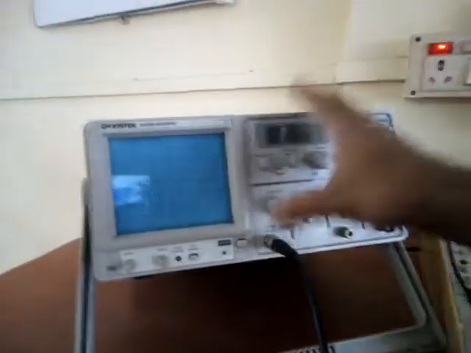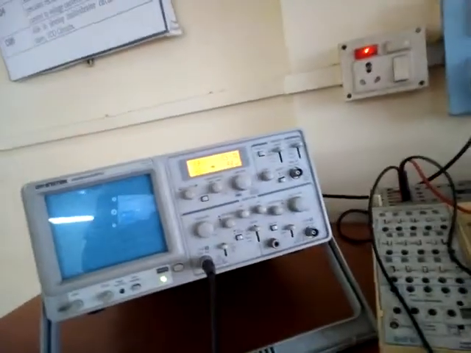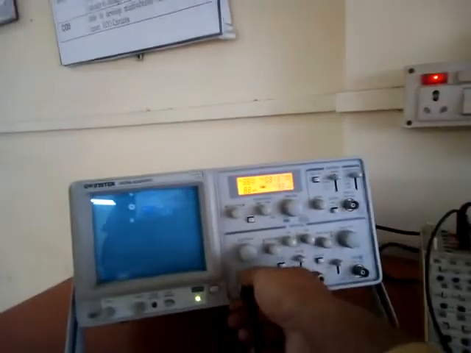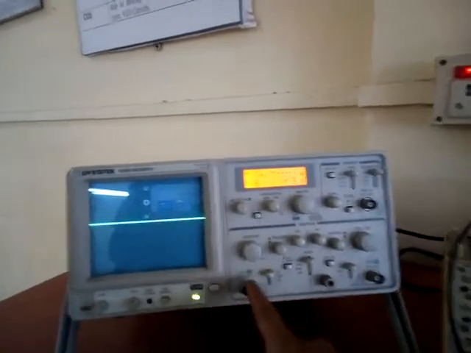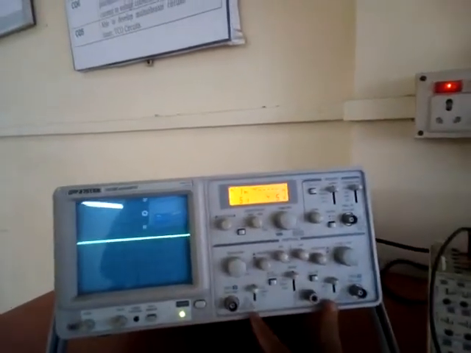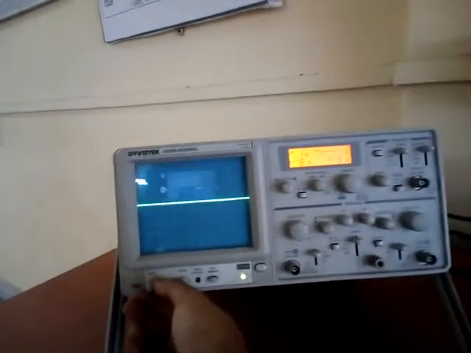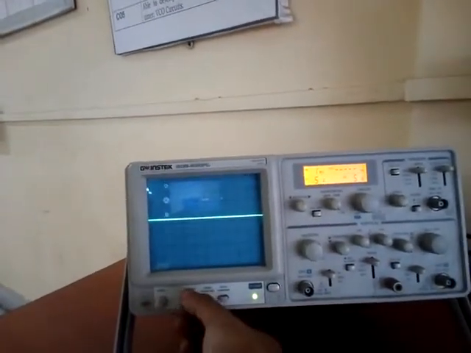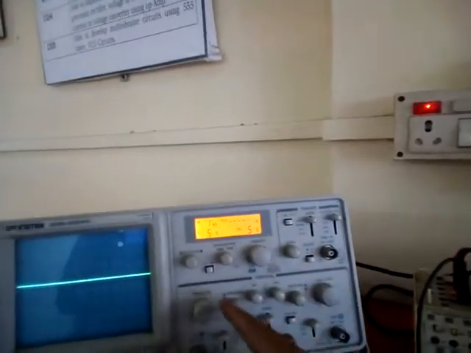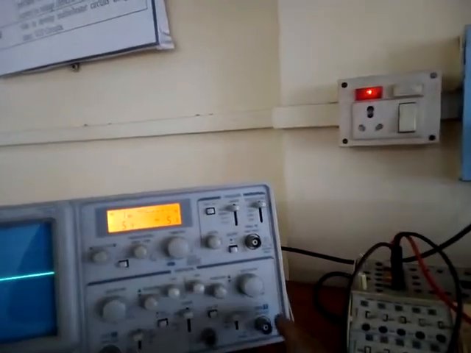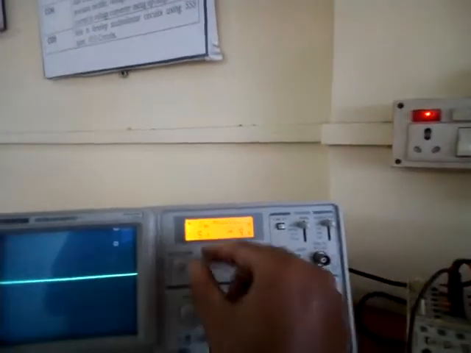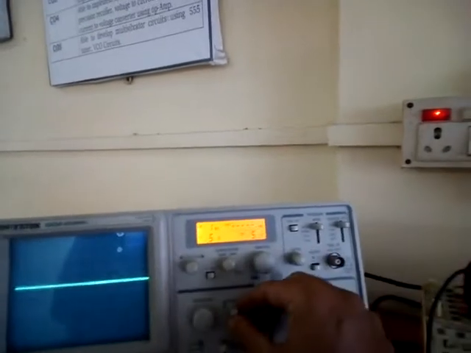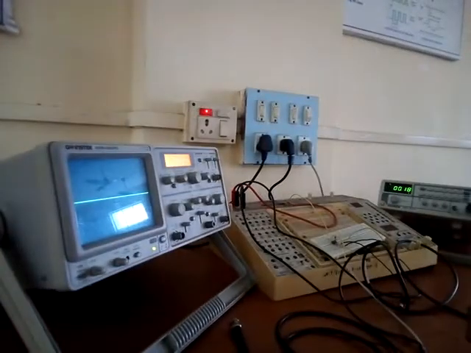And this is called the CRO. This is channel 1 and channel 2, so it is a 2 channel CRO. Here are intensity, focus, the voltage knob for channel 1, the voltage knob for channel 2, and the time per division knob for both channels. This is the position knob for the x-axis and the position knob for the y-axis.